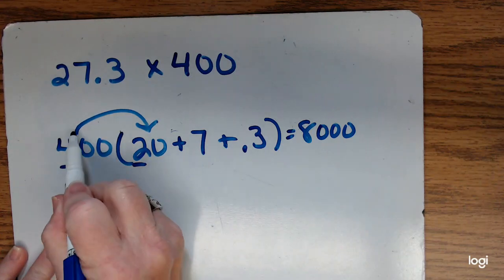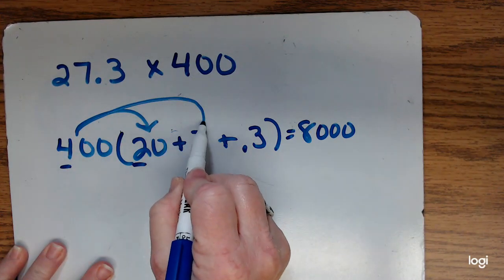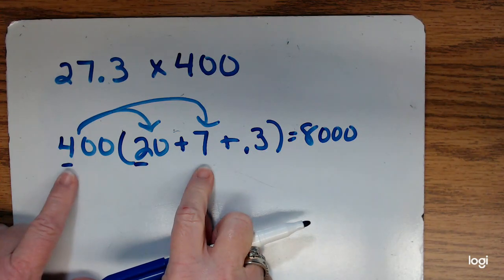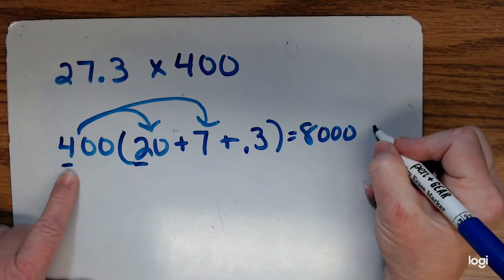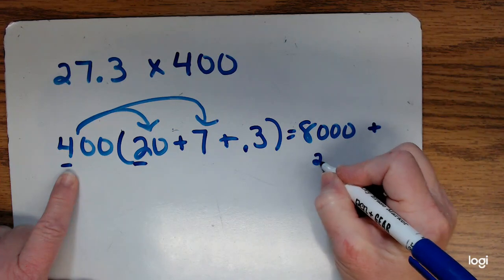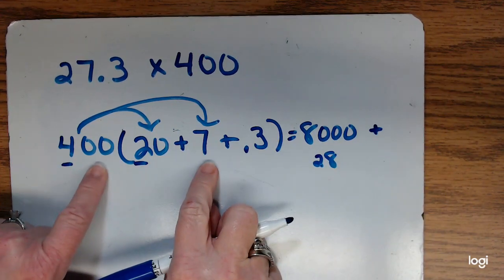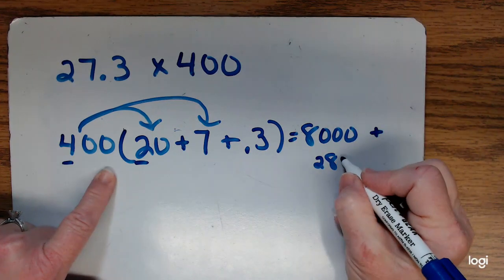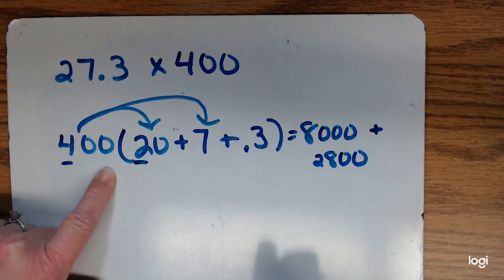Okay. Now I have to distribute the 400 times the 7. 4 times 7, that would be 28. I don't have enough room, so I'm going to have to go down this way. 28. How many zeros do we see here? No zeros, 2 zeros. So 28 with 2 zeros.